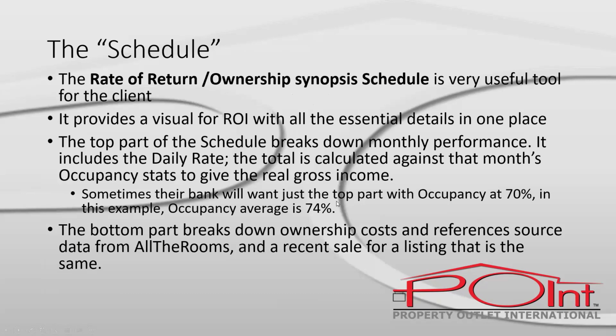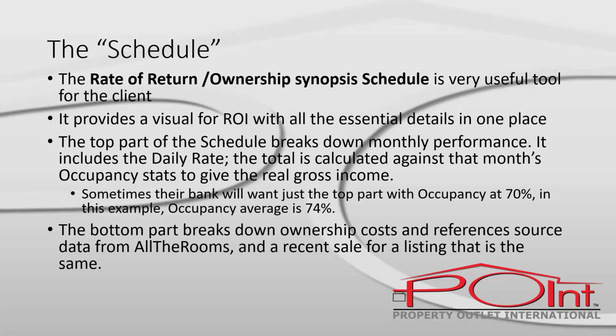So we take all this data. So we talked about ROI, why we find this like for like match. And we export this data because we create this schedule that we just mentioned. And it gives you all the details in one place. So the next few slides, we're going to show you the top part. This breaks down the monthly performance. It includes the daily rate. And every day of the month is filled out, but the total is calculated against the occupancy rate. And that's what gives you the real month's gross income that this unit actually got.